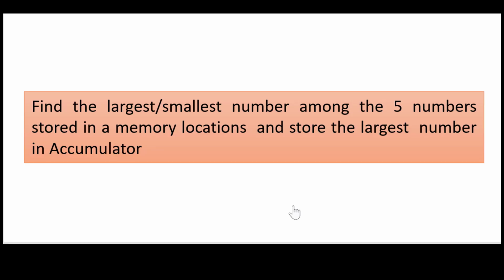In this lab we are going to find out the largest or smallest number among 5 numbers stored in memory locations. That means you are going to store 5 arbitrary numbers in memory locations and write a program to access those locations and compare those 5 numbers. Finally, your result, whichever is the largest or smallest number, will be stored in the accumulator. So this is for your today's lab session.